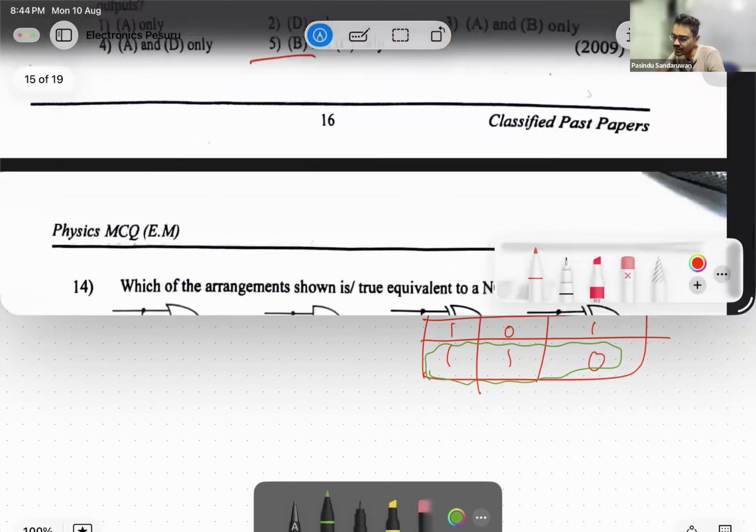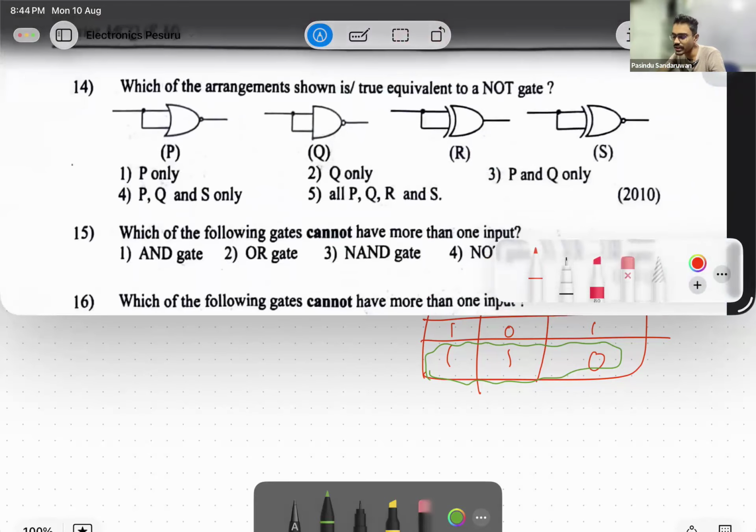14. Which of the arrangements shown is truly equivalent to a NOT gate? Right, NOT gate. Let's say this input is A. If this is A, this is A, this is also A. If only one input is given, the NOT function always works. If you don't know it, you can just simplify it and see. But in the class we discussed, if only one input is given for a gate which has two inputs, only the NOT function or the other function works, right? Then make a plus.